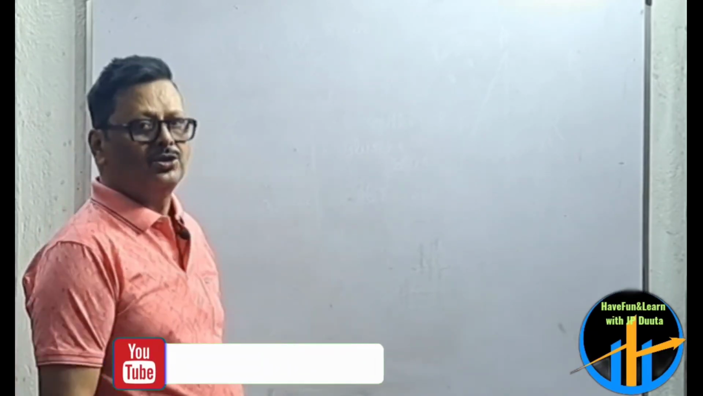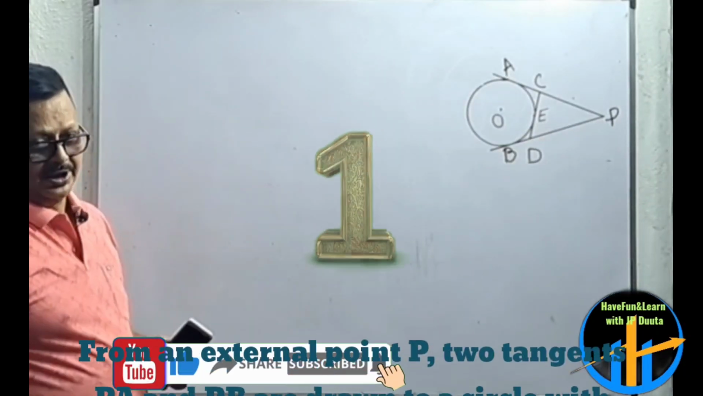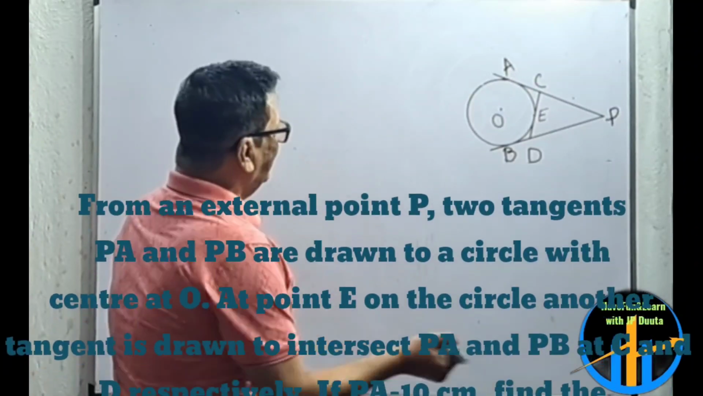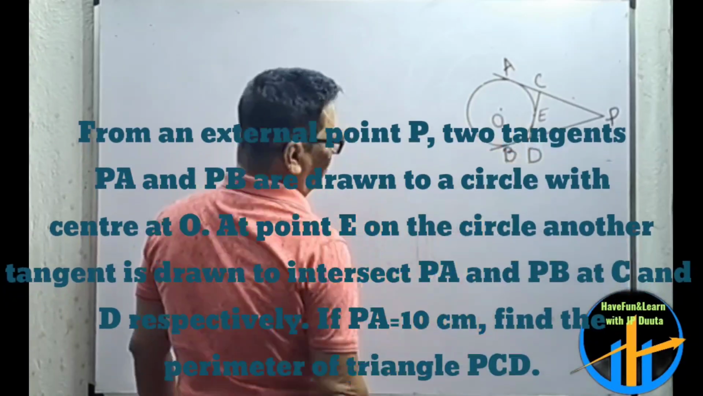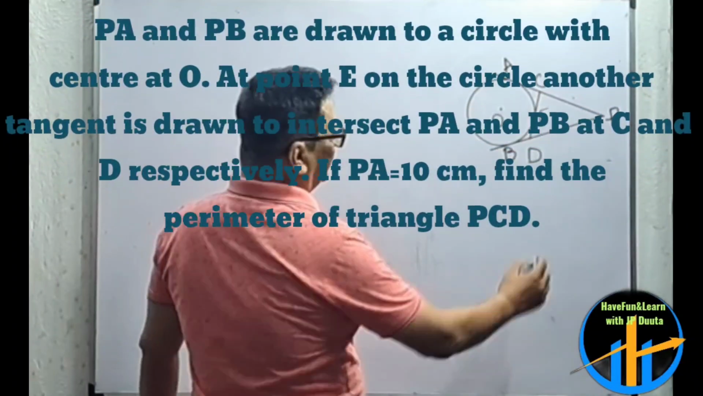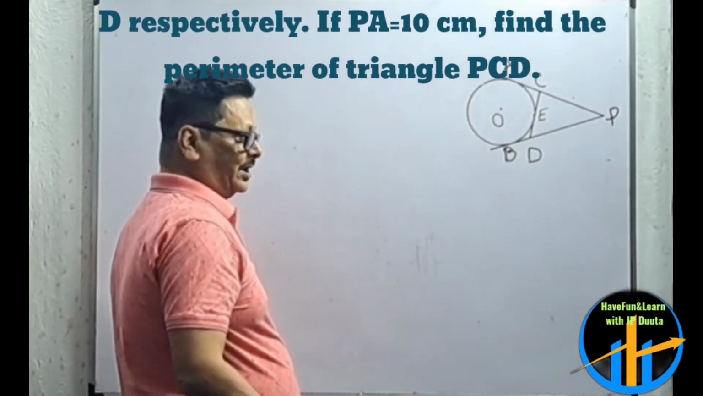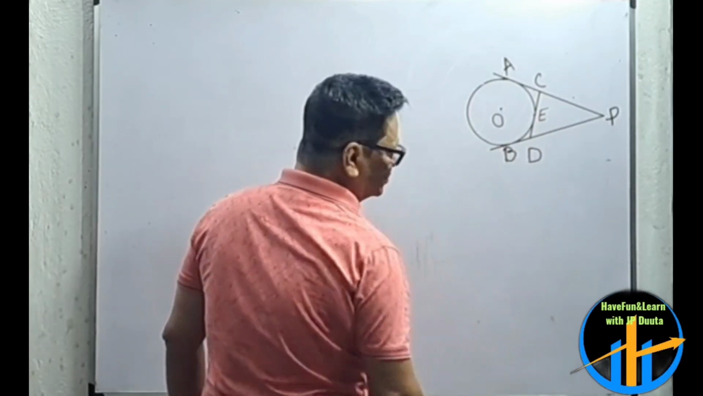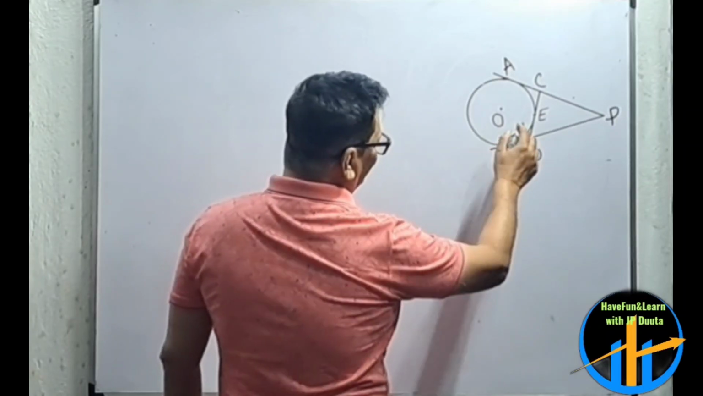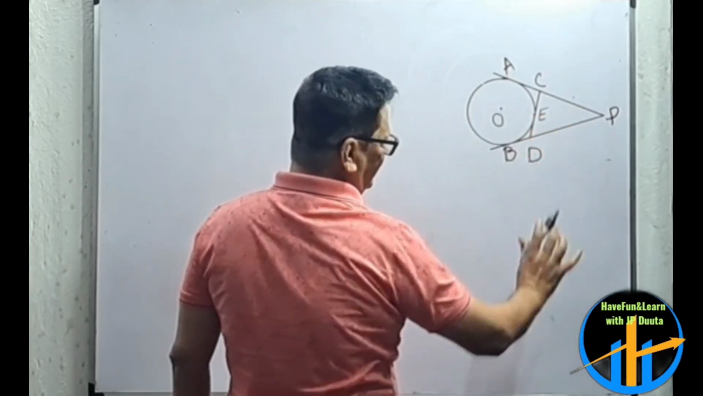Okay, let's go back to the first problem. The question is on the screen. Pause and then I'll explain the question. It says here is a circle with center O and there is a point P outside the circle. Two tangents PA and PB are drawn to the circle. Also, another tangent CD is drawn to the circle which is a tangent at E. We have to find out the perimeter of triangle PCD.